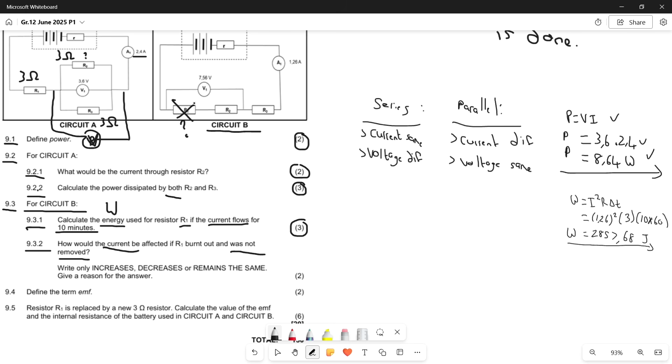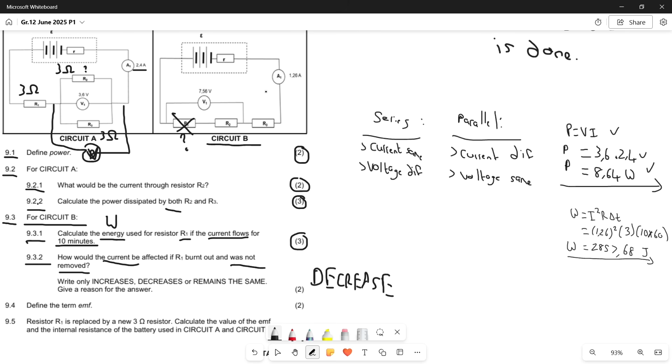So if this resistor burnt out and was not removed, it means that our currents will decrease. The reason it decreases is because current can now no longer flow from this positive to this negative terminal. Although it might look like it can flow and bypass this resistor by flowing on this parallel branch here where the voltmeter is, the voltmeter has such a high resistance that it won't allow the current to flow and pass through, which means that because this is burnt out, our positive terminal is no longer connected to our negative terminal, and that means our circuit is not complete. And if our circuit is not complete, there will no longer be any current flow.